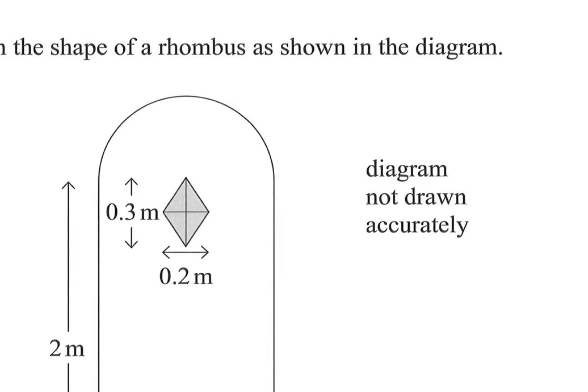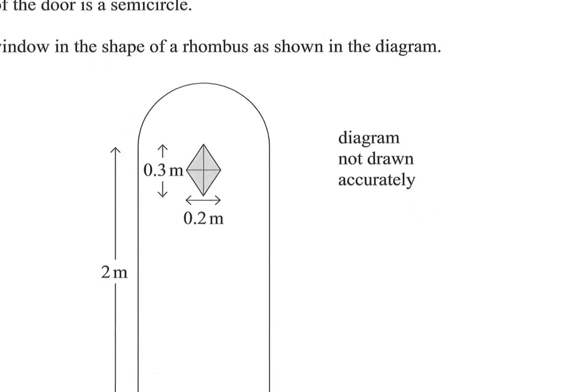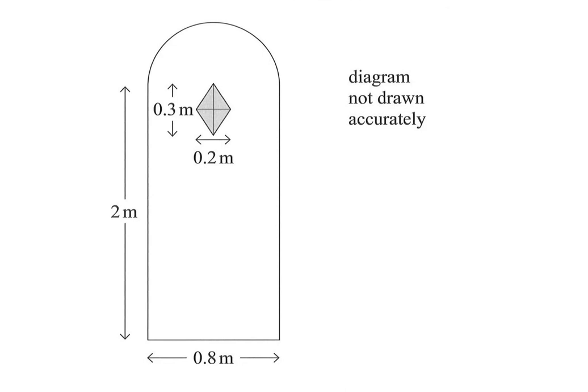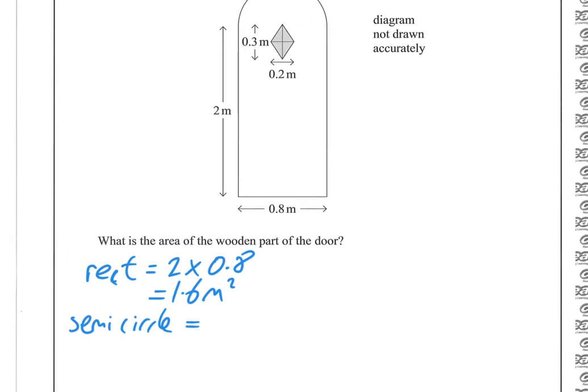So semicircle, let's just zoom in on this. There's our wee semicircle. We don't know the height of the semicircle. You don't need to know the height, but you know the diameter of the semicircle is 0.8. So the radius is 0.4. So an area of a circle is pi r squared.